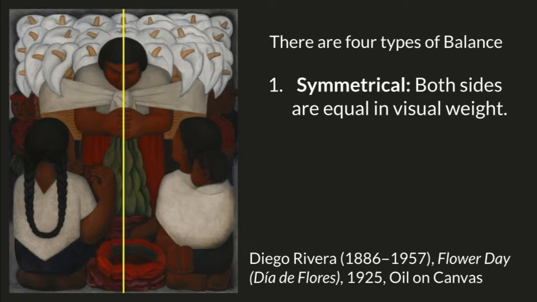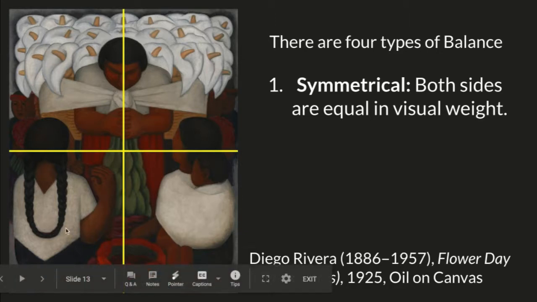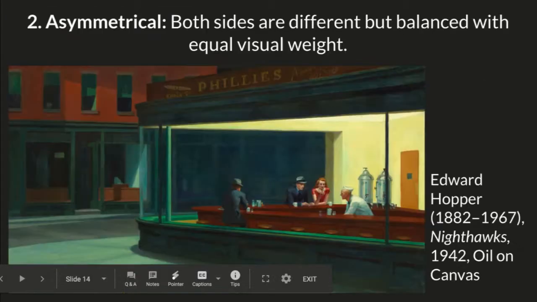But with this particular artwork, it is also symmetrical the other way. So if we added another cross section across here, we can see that the white of the lilies balances symmetrically with the white of the shawls here, and the clothing of the women in the foreground. So lots of wonderful symmetry in this painting.